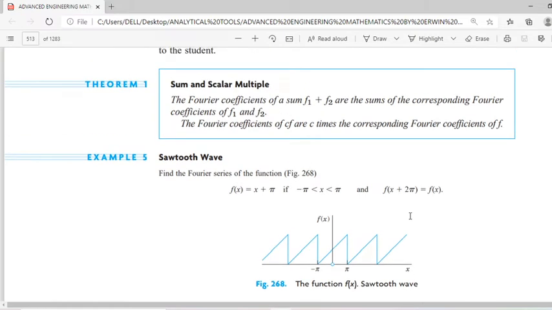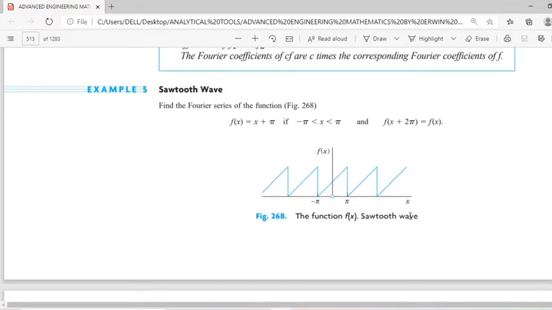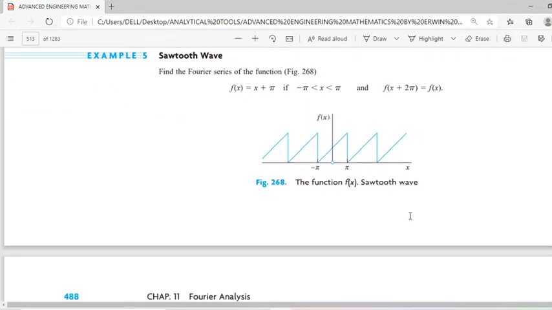Consider this function. Find the Fourier series of the function f of x equal to x plus pi if minus pi less than x less than pi, and f of x plus 2 pi equal to f of x. So this is the function we are considering.